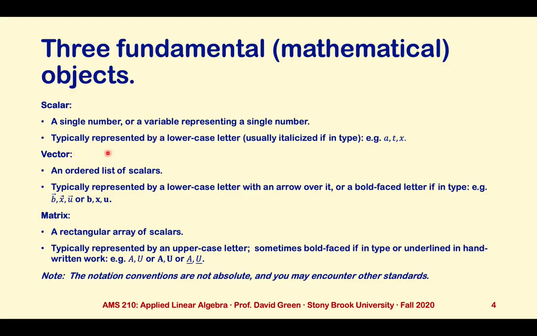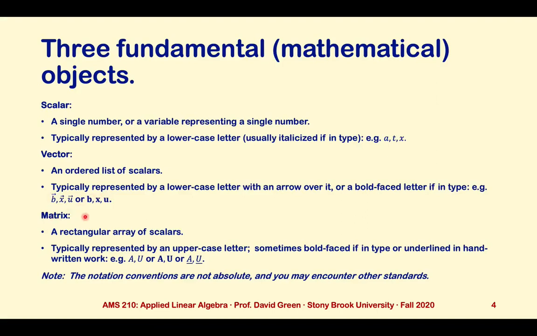A vector is an ordered list of scalars. It's also typically represented by a lowercase letter, but distinguished from a scalar either by putting an arrow over the symbol like we have here, or by using boldface, particularly in type. It's a lot harder to write bold on a sheet of paper, which is why the arrow notation is nice for this.